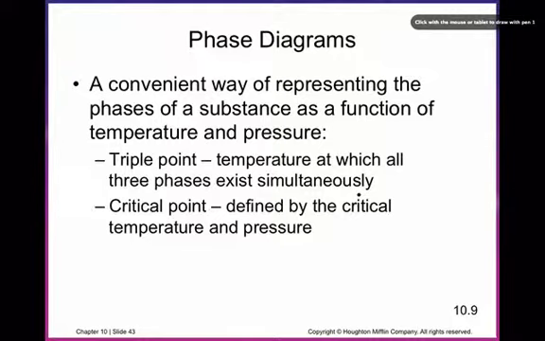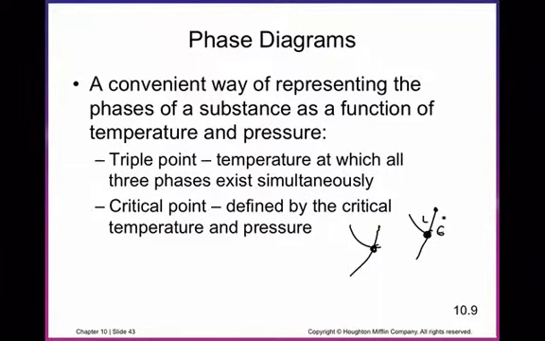The triple point is the temperature at which all three phases exist simultaneously. So there will be a point, as we will see on this next slide, when all three lines, it might look like this. This point when all three lines are touching is called the triple point. That's the temperature and the pressure at which I can have a solid, a liquid, and a gas at the same time. The critical point is always between the liquid and the gas phase.